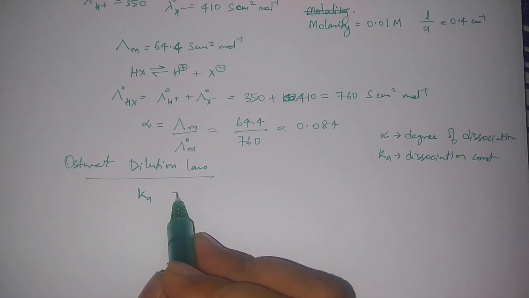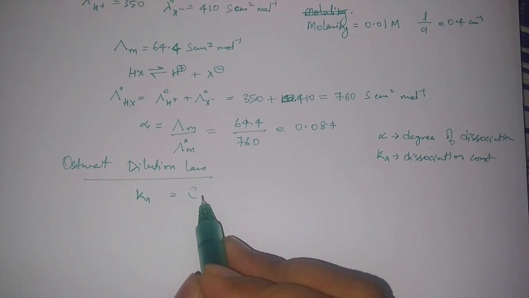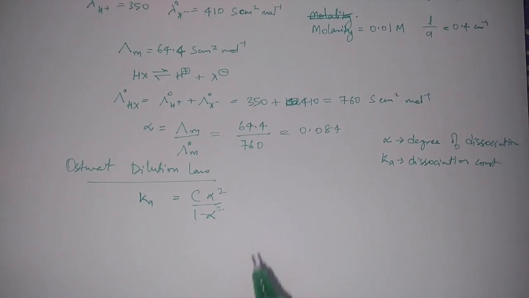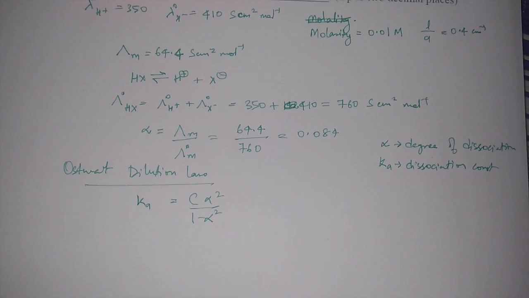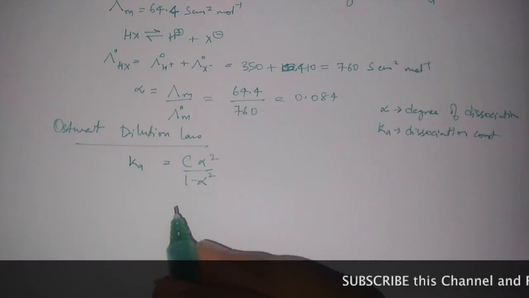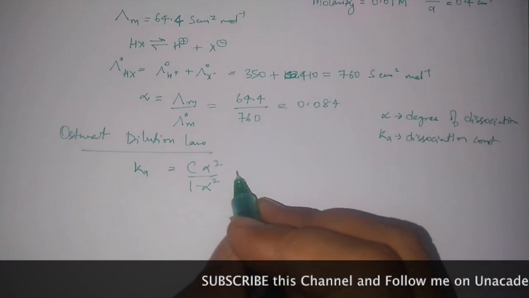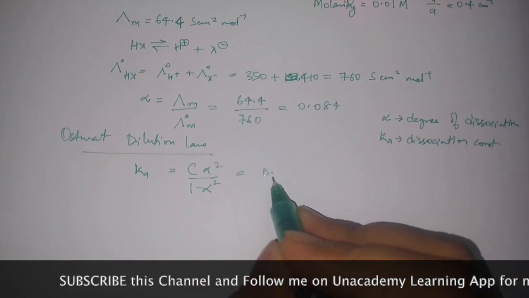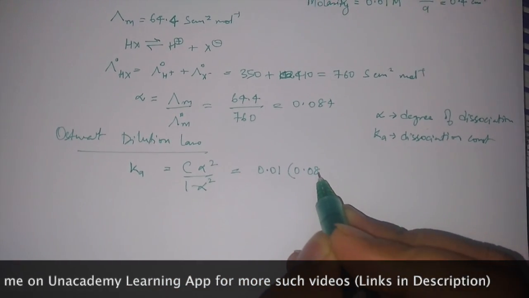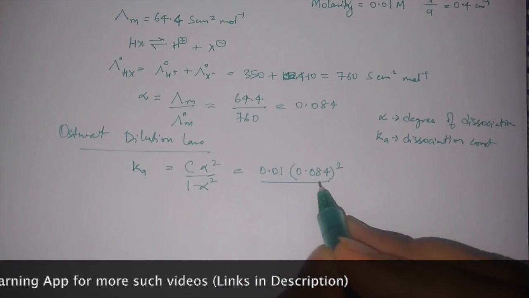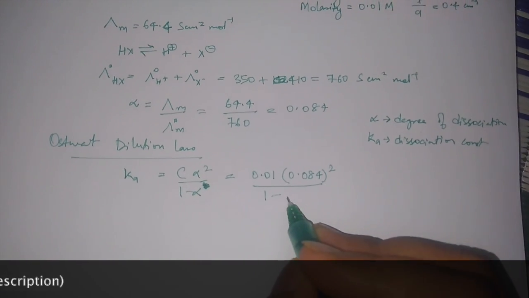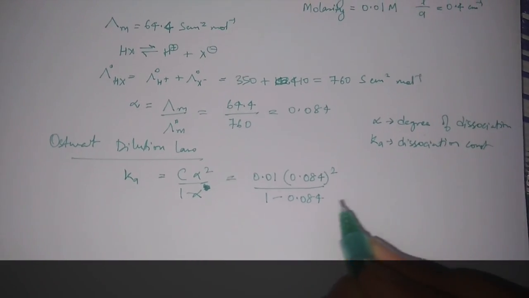So the value of Ka according to this Ostwald dilution law is C alpha square upon 1 minus alpha. This thing we have all studied in our smaller classes, right? So we'll just use this to get the answer. By putting in all these values, your concentration is given, that is your molarity, 0.01 molar, and the alpha value we just calculated, 0.084 square, divided by, it's not alpha square, it should be C alpha square upon 1 minus alpha, so it will be 1 minus 0.084. So just solve this out.